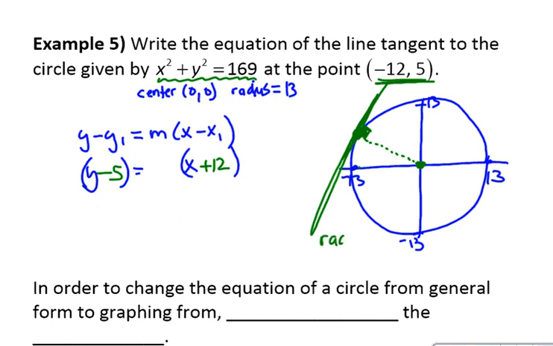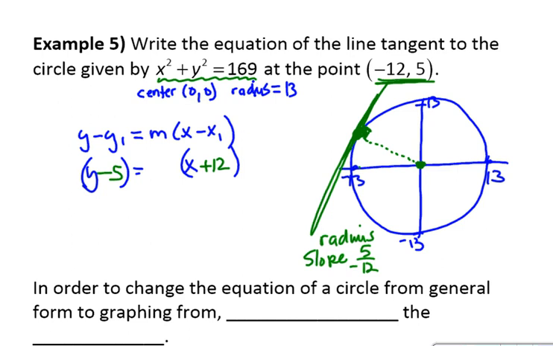So the radius has a slope. The radius that we have dotted right there has a slope. Okay, so rise is going to rise up 5. So 5. And it's going to run 12. It's going backwards, so we'll do negative 12. So the slope of the radius looks like it's negative 5/12.